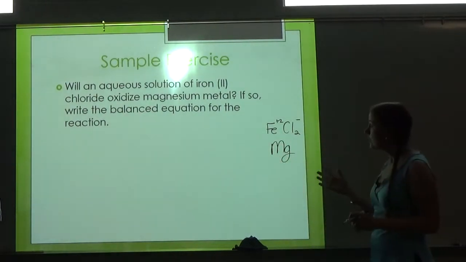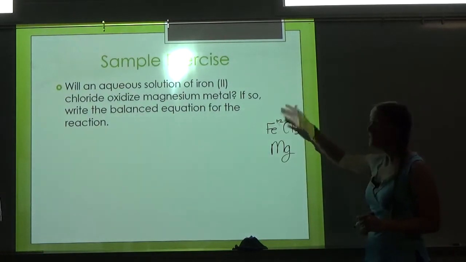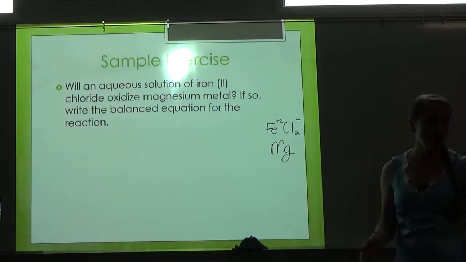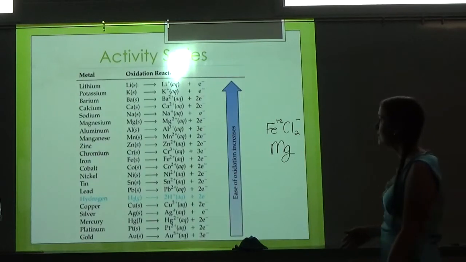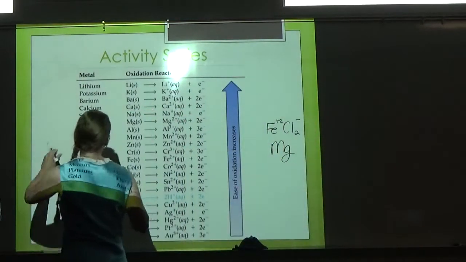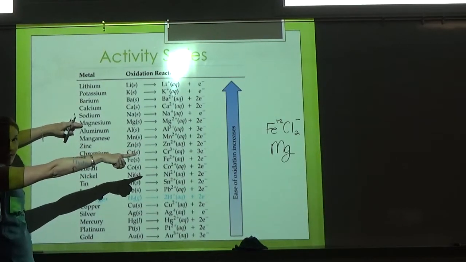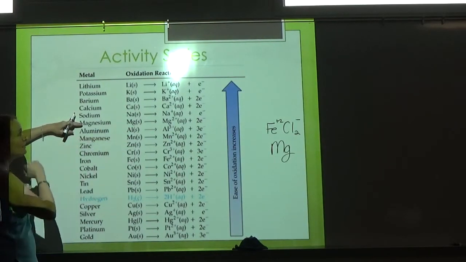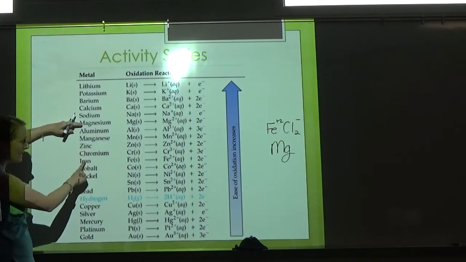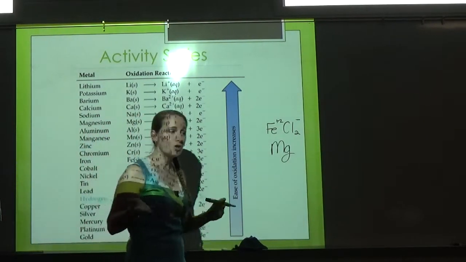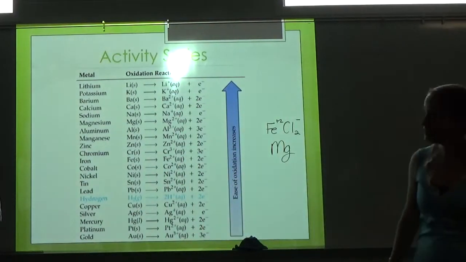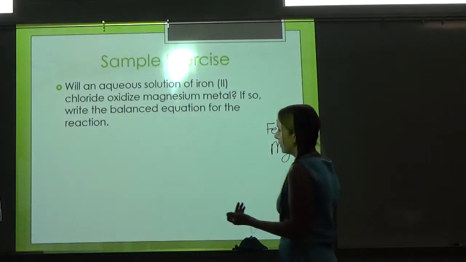All right, so what we need to do is find magnesium and see, is the iron ion below it? So I'm going to go back to my activity series. So here's magnesium. That's my metal. See how it doesn't have a charge? So I need to see if iron is below it. I see iron is below it, so that means the reaction is going to occur. So I can write the reaction, and I'll show you what you put if it won't occur, by the way.